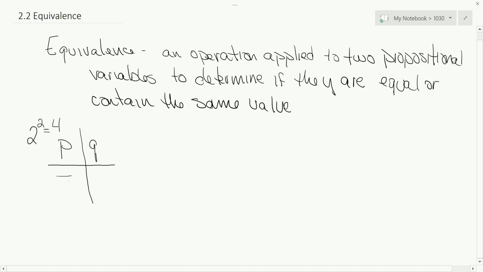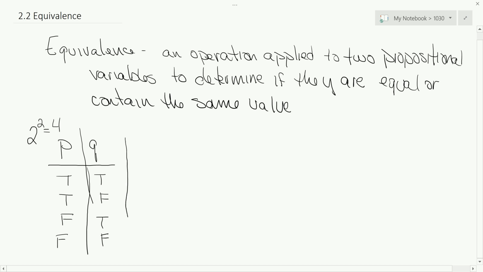So I'm going to organize it in a certain way. I'm going to say that we'll put the true and true under the P column and then follow that with false and false. My Q variable, I'm going to toggle between true and false, true and false. These are all four possible combinations that I can have given two propositional variables.